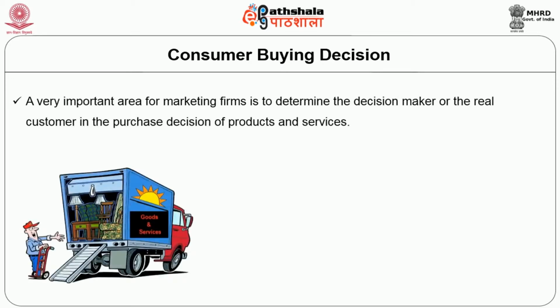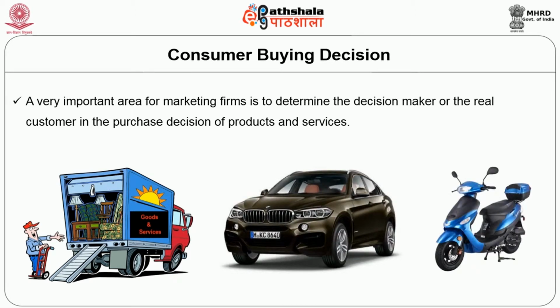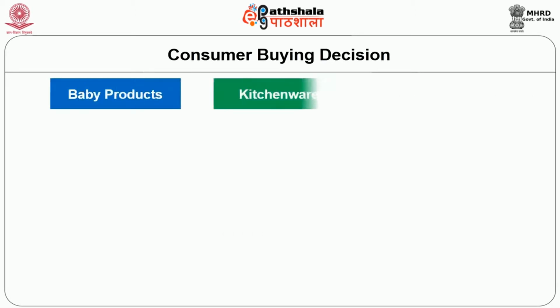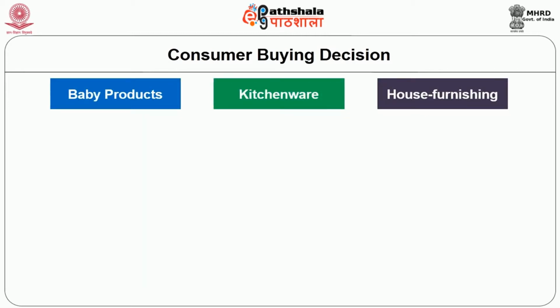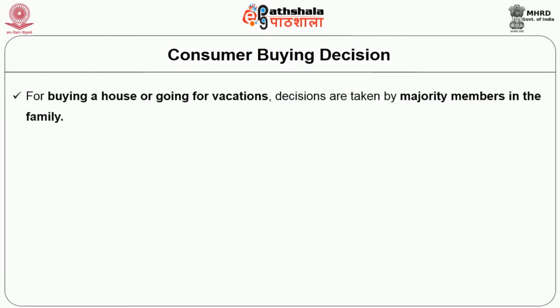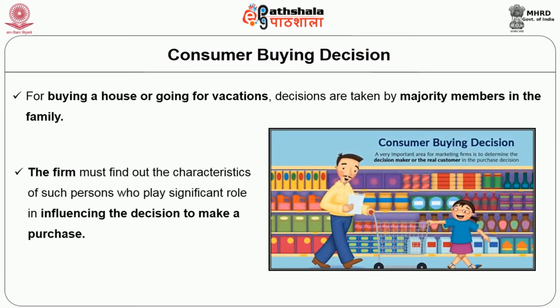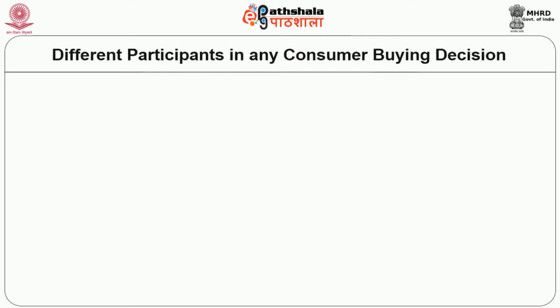A very important area for marketing firms is to determine the decision maker or the real customer in the purchase decision of products and services. For purchasing a car, scooter, etc., men take the decisions. For buying baby products, kitchenwares, house furnishing, etc., purchasing decisions are taken by women. For buying a house or going for vacations, decisions are taken by the majority of members in the family. The firm must find out the characteristics of such persons who play a significant role in influencing the decision to make a purchase. The following are the different participants in any consumer buying decision.